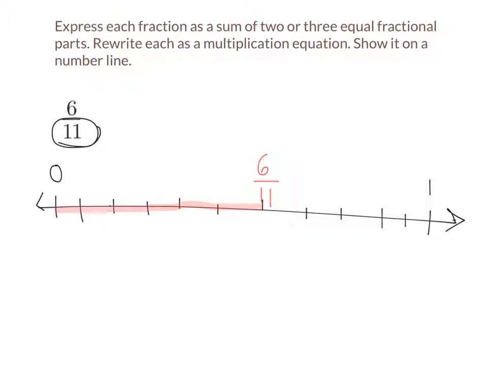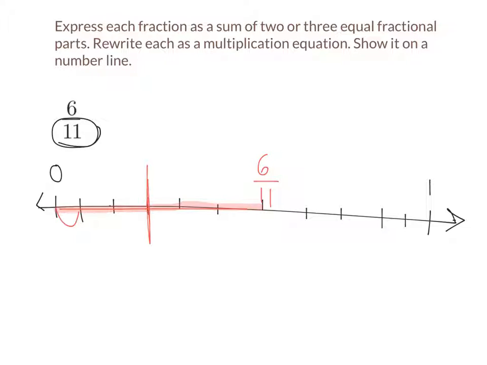We want to split that up into 2 equal parts. Well, how many little sections do I have? 6. If I have 6 little sections and I want to split it into 2 equal parts, how many little sections could be in each part? 3. Do you guys agree that if I put it here, that's exactly halfway? So how many 11ths are exactly halfway between 0 and 6/11?